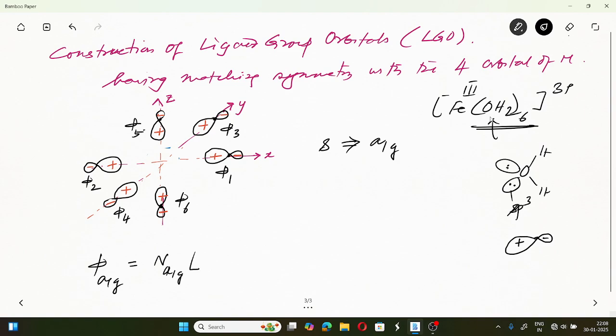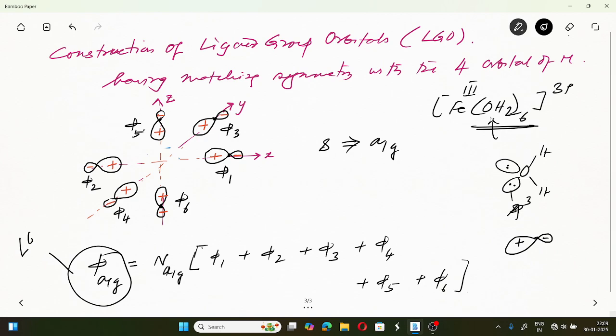This is the normalization constant, and we can write it like this: phi 1 plus phi 2 plus phi 3 plus phi 4 plus phi 5 plus phi 6. So this is how we can construct the group orbital LGO. This is the LGO having matching symmetry with this S or A1G of the metal center. So we have constructed the LGO having matching symmetry with A1G of the metal.